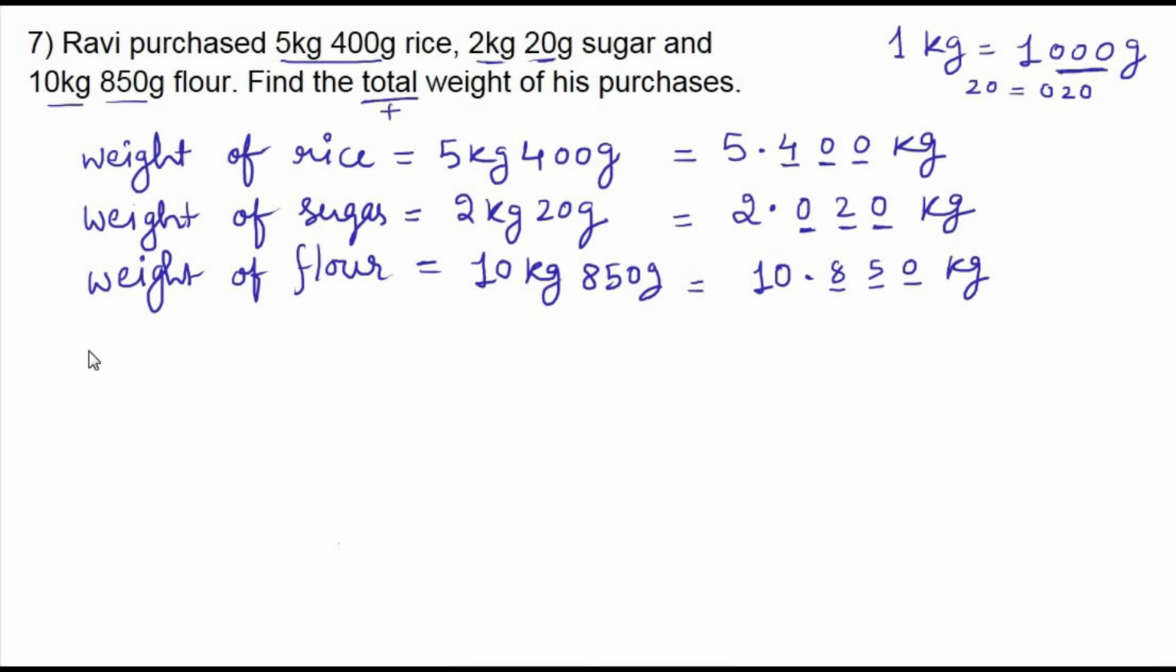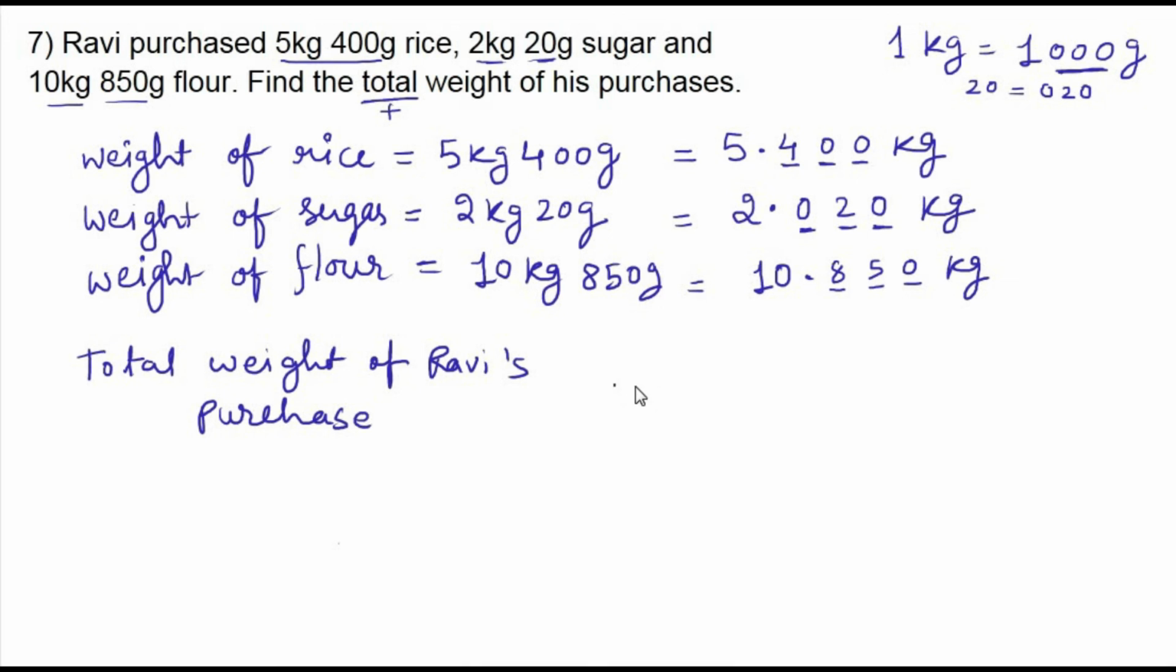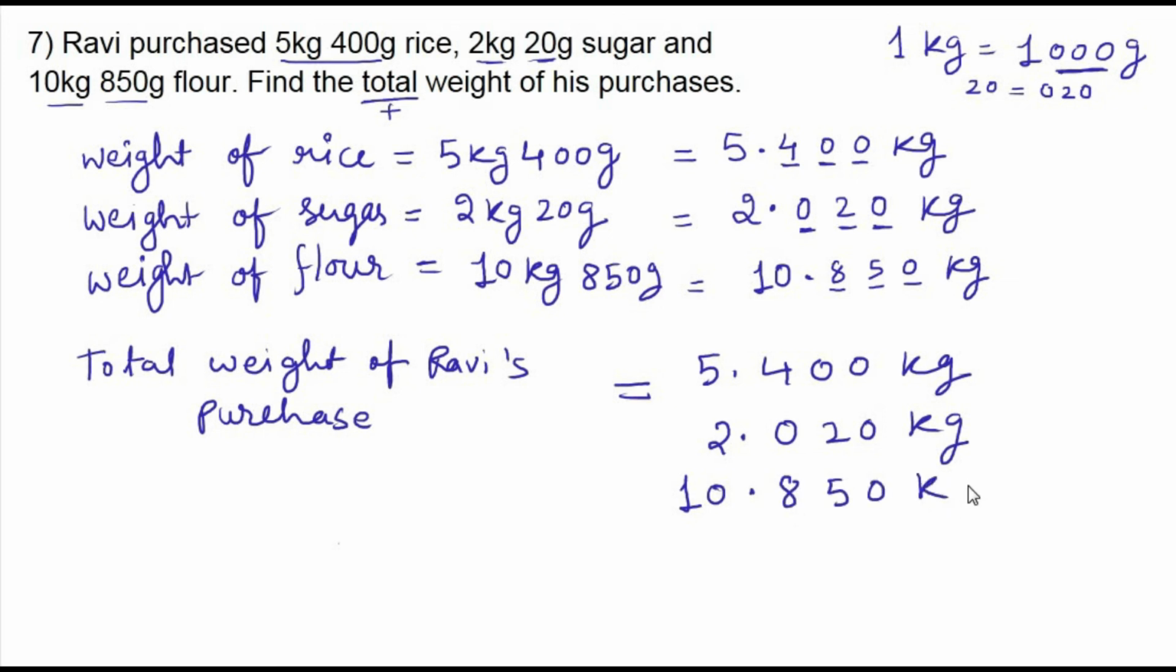Now we need to find out the total weight. Total weight of Ravi's purchase is equal to, we need to add all these numbers. So we will write down 5.400 kg, then 2.020 kg, then 10.850 kg. Let's add all these three numbers.